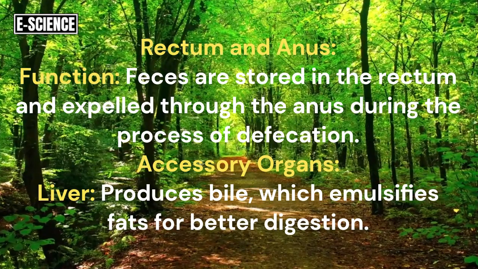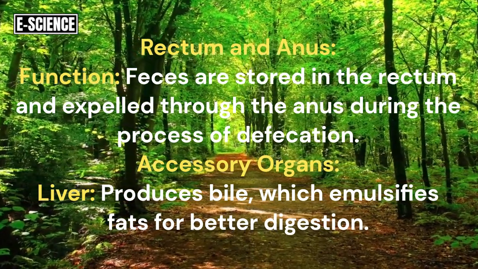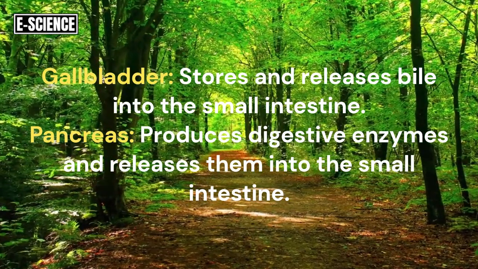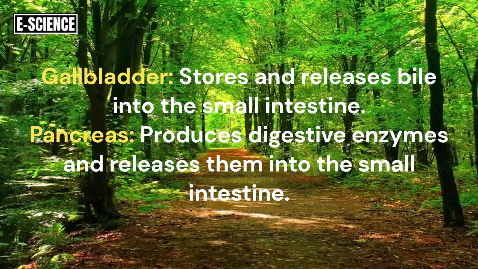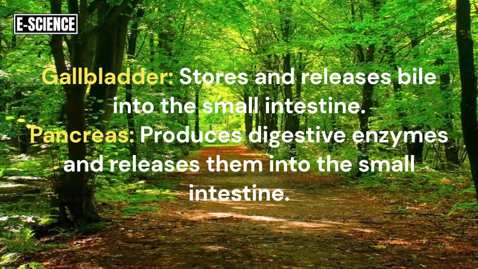Accessory organs. Liver produces bile, which emulsifies fats for better digestion. Gallbladder stores and releases bile into the small intestine. Pancreas produces digestive enzymes and releases them into the small intestine.